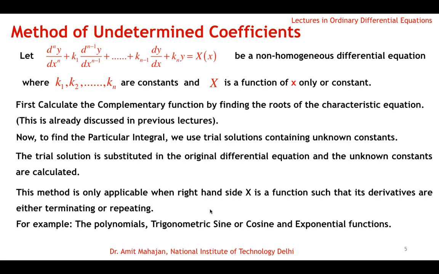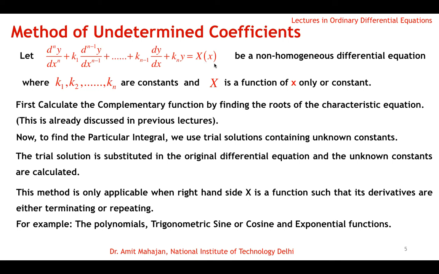For example, say our right hand side capital X is tangent of x. Then we cannot use this method, because the derivative of tan x is secant square x, then the derivative of secant square x will be 2 secant x into secant x tan x, then its further derivative will be more complicated, and the next derivative further so. They are neither repeating nor terminating, so we cannot use this method for such functions.